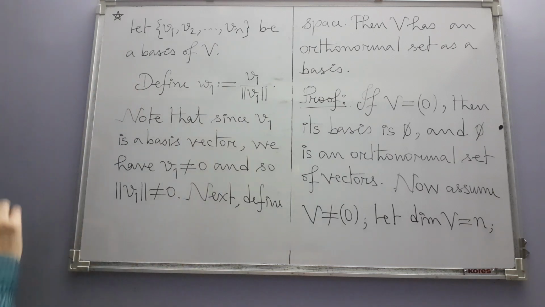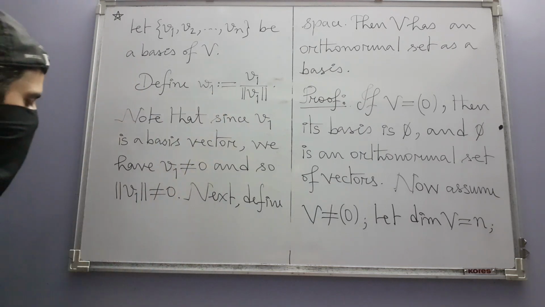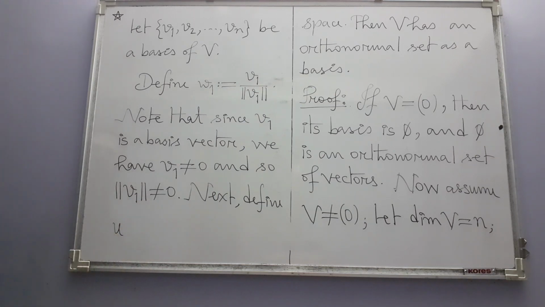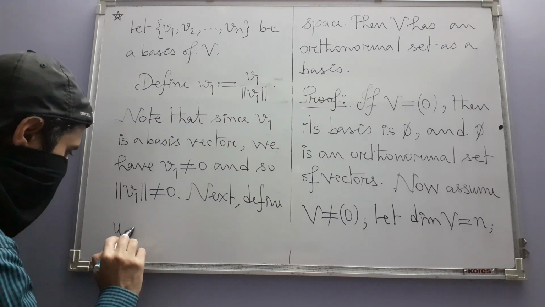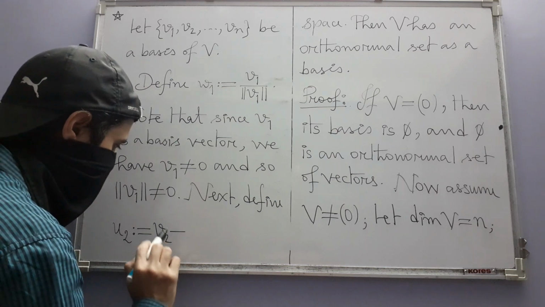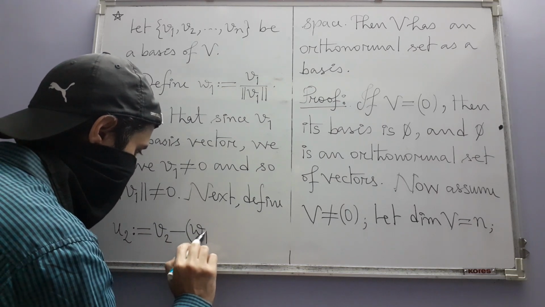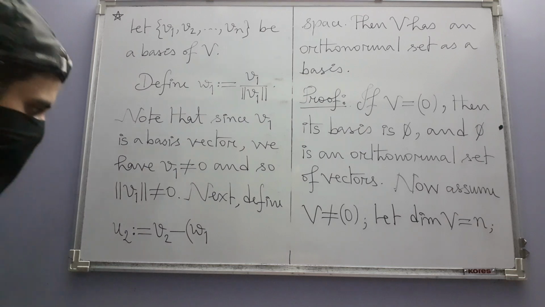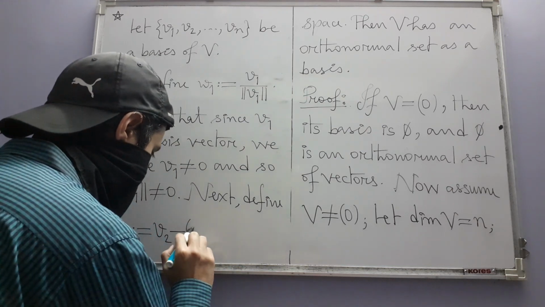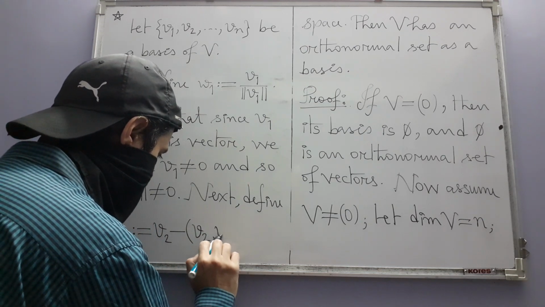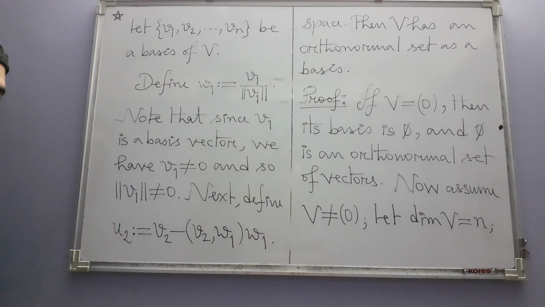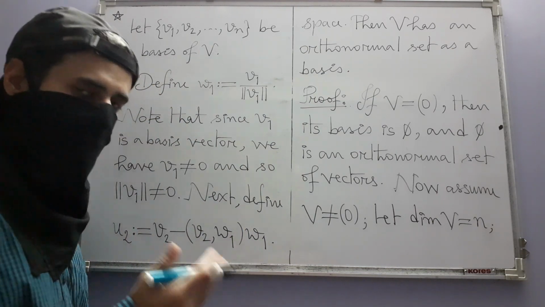Next, now we are going to define another vector using w1 and v2. Now define u2 to be v2 minus the inner product. If I want, I can write w1 first, but let me write the v2 itself first. Okay, why we are considering this will be clear now.